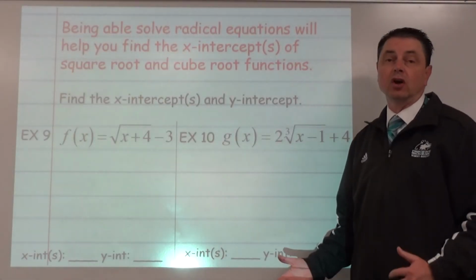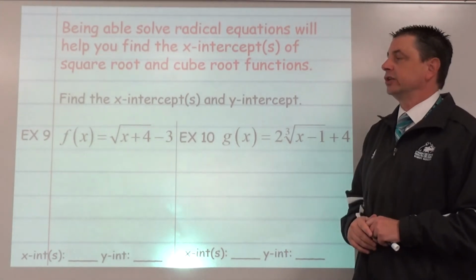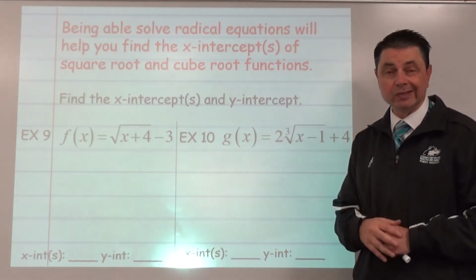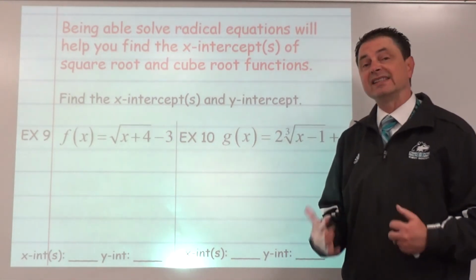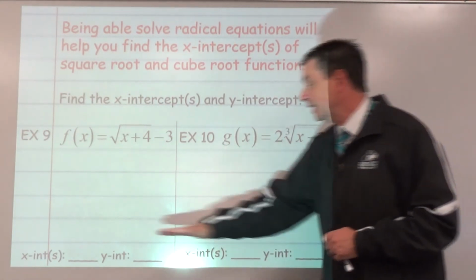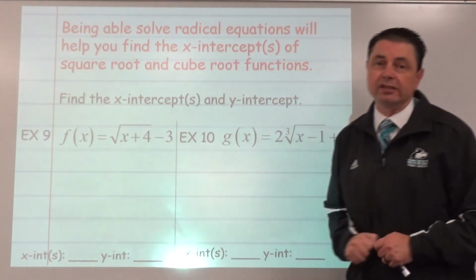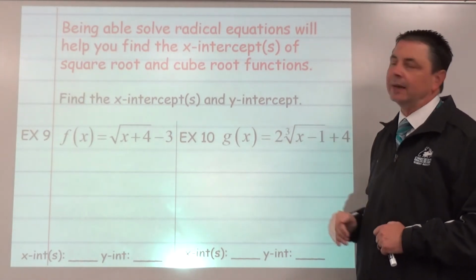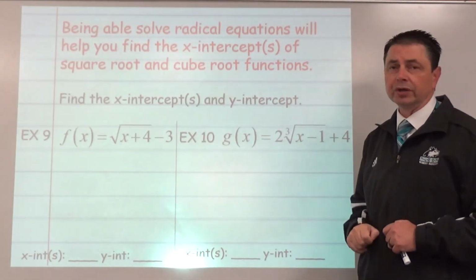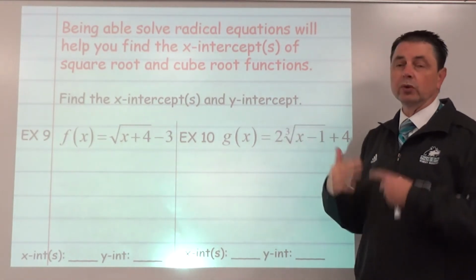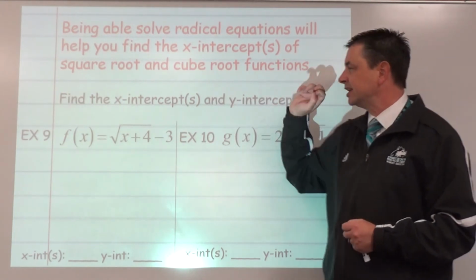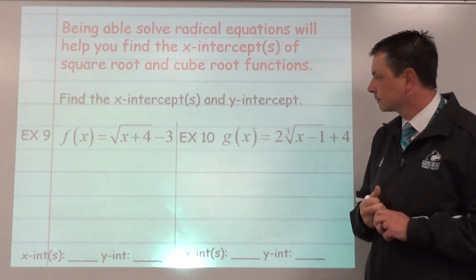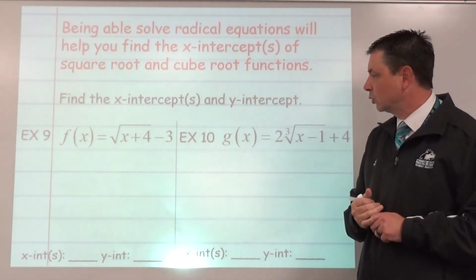So one thing that solving radical equations is going to allow us to do is, as we move towards square root and cube root functions, maybe graphing them and analyzing key characteristics like intercepts, it's going to allow us to find the x-intercepts. So that's our task here in examples 9 and 10. Find the x-intercepts and y-intercept for each function. For the cube root, we're going to see later, it's guaranteed to have a y-intercept. Square root functions not necessarily guaranteed to have a y-intercept. Same thing on the x's, but we'll see.